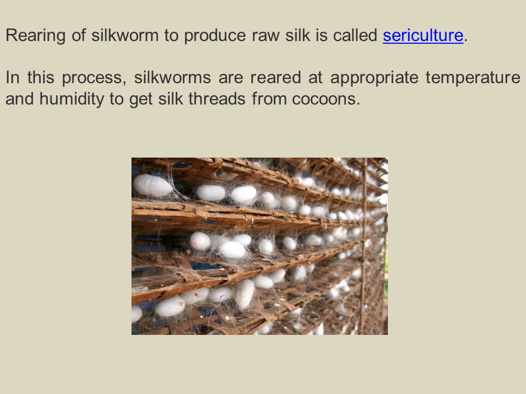Rearing of silkworm to produce raw silk is called sericulture. In this process, silkworms are reared at appropriate temperature and humidity to get silk threads from cocoons. Now you see so many cocoons. These are all reared, and from these the silk would be taken.